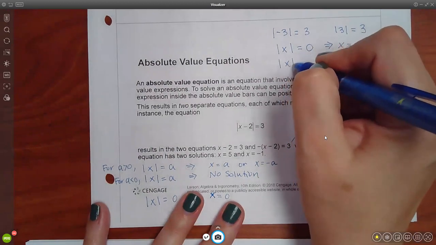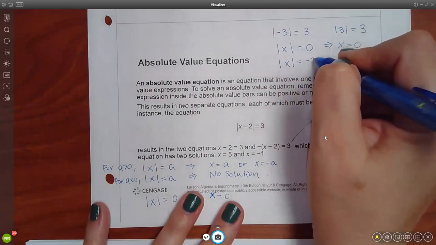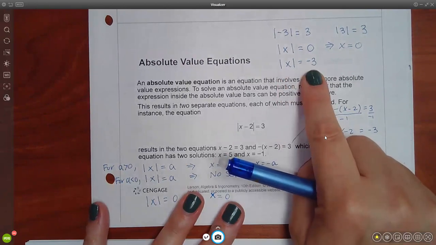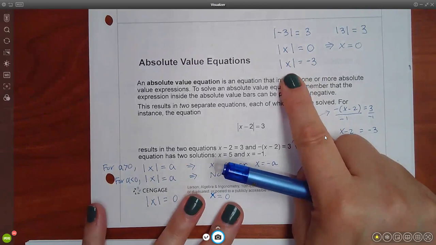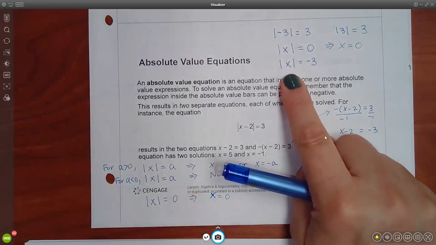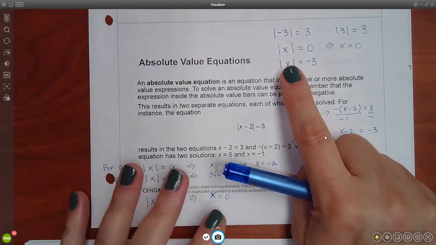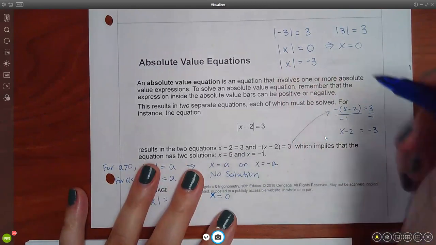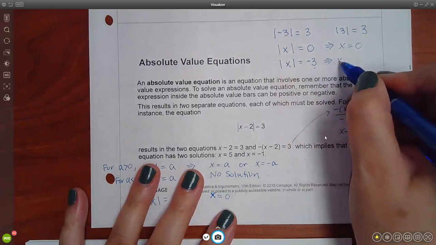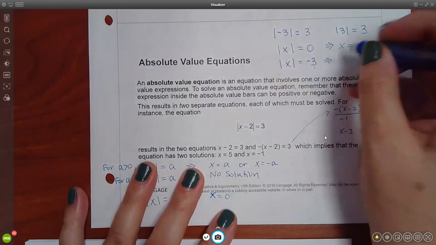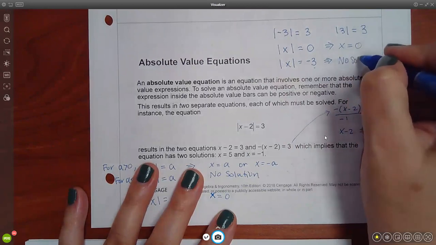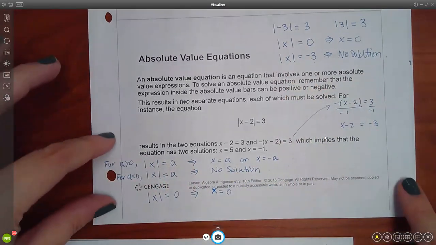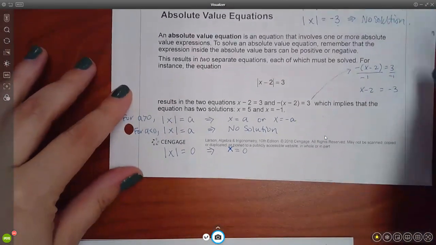How about this? Can this ever happen? Can I ever type in a number and take the absolute value of it and get a negative? No, because the absolute value by definition has to be positive, right? So the fact that you have the bars here means that this could never equal a negative number. So when you do have a negative number out there, it means that there's no solution to that equation. So what I've done is I've taken these three facts, okay? And I'm kind of trying to summarize them for your equations.